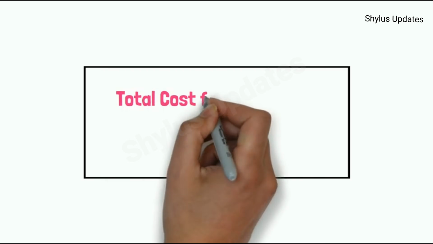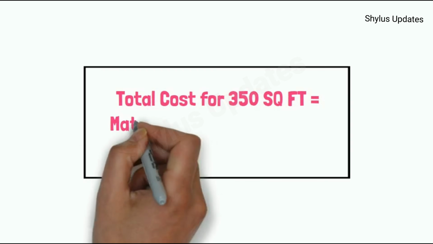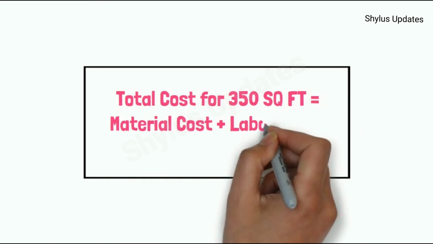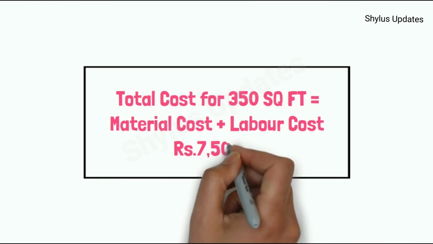Total cost for 175 square feet is equal to material cost plus labor cost. When you add, you get rupees 7,50,000.